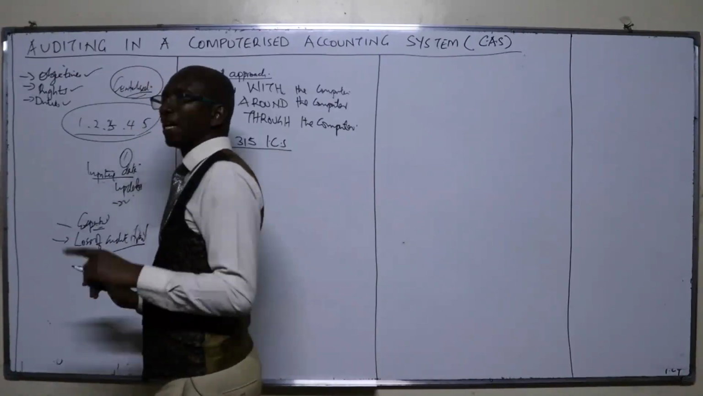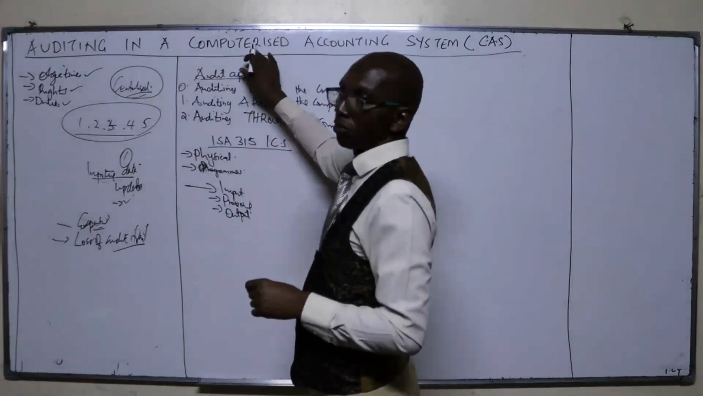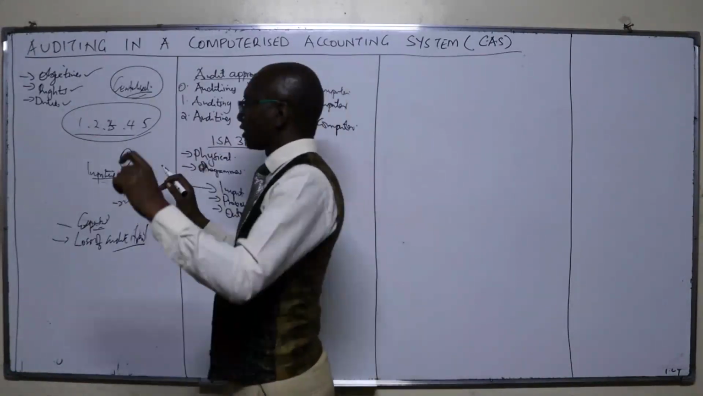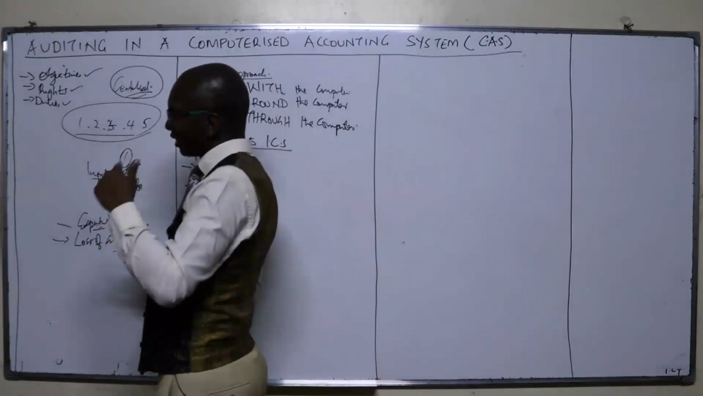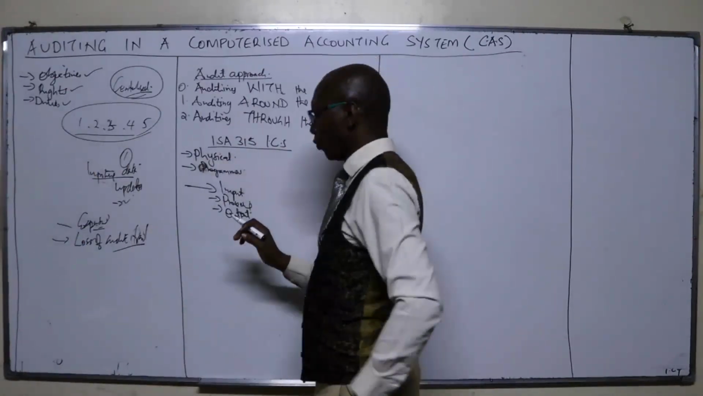Loss of audit trail. By this we mean there are no physical documents when we computerize. And since after putting an entry, it updates all the records, in some cases, it skips some stages. How do we account manually?